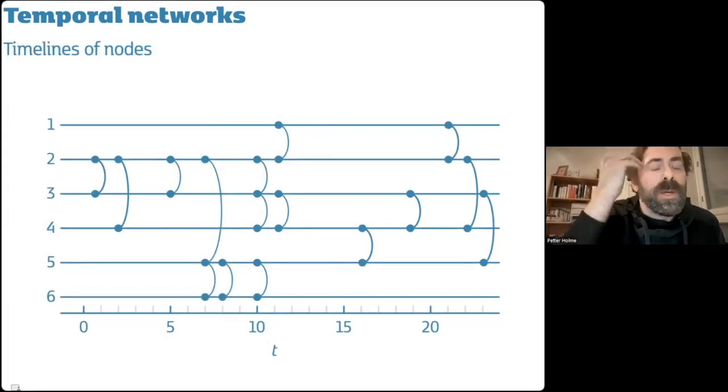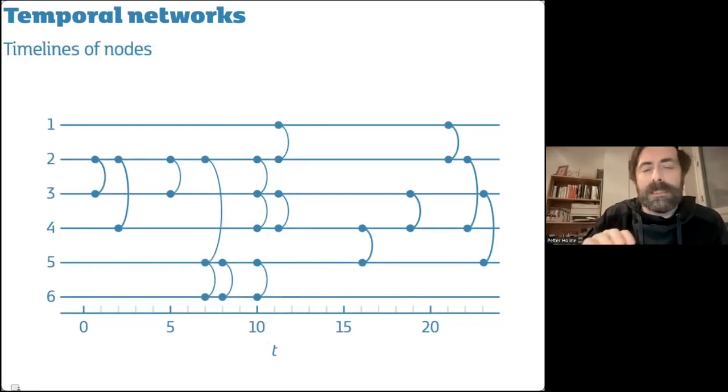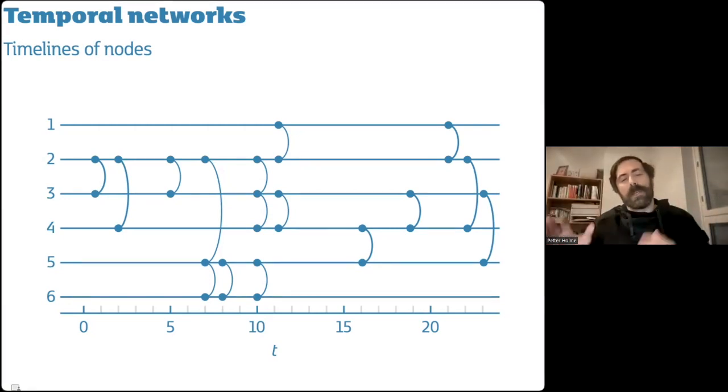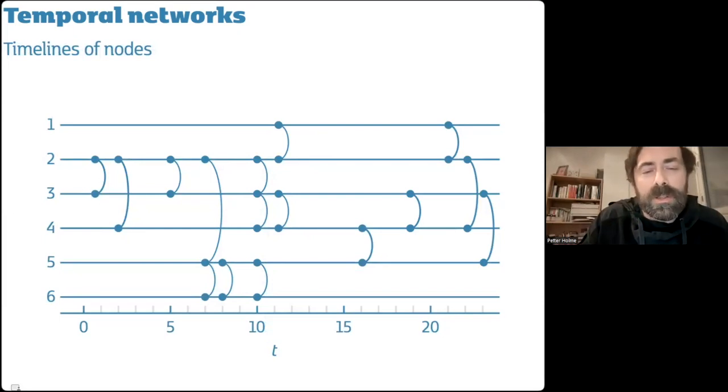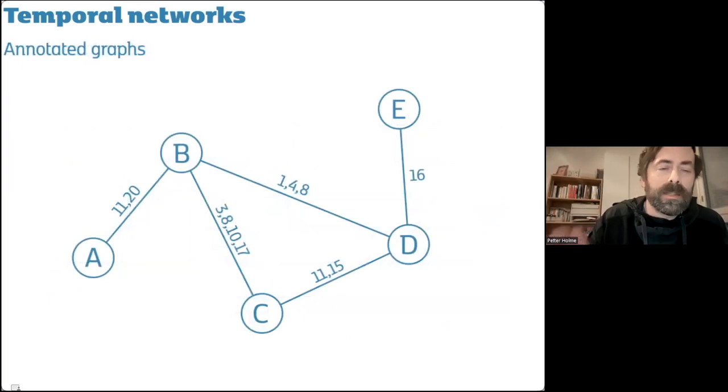One way of a static representation of a temporal network is to visualize it as a timeline of nodes, where one person is one horizontal line and contact between two nodes is represented by a vertical line. This is good to show some temporal structure, but it doesn't show the network structure at all. Of course we can represent the network as a graph as we used to, and then maybe put the times of the contacts on the edges, but then we lose all the feeling for the temporal structure. So this is a dilemma.